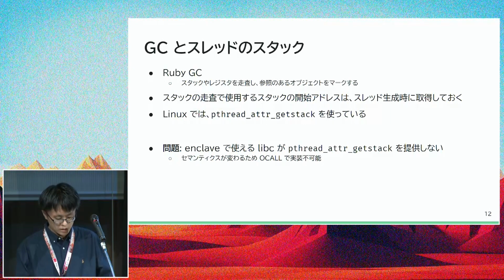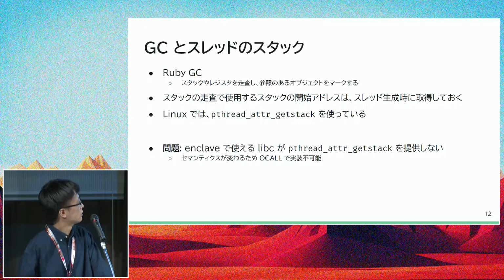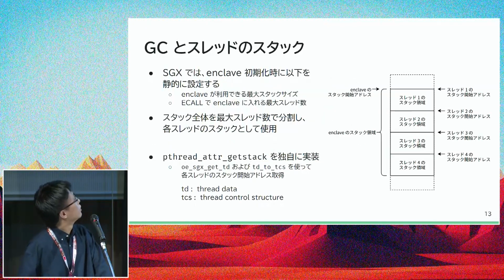However, enclave and usable PC is get stack and is not actually offered by that. Outside enclave API is to be called by on-call. Semantics is modified. Therefore, the on-call based implementation is just impossible.